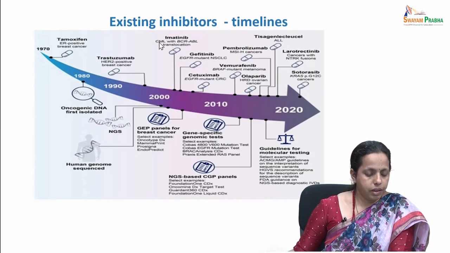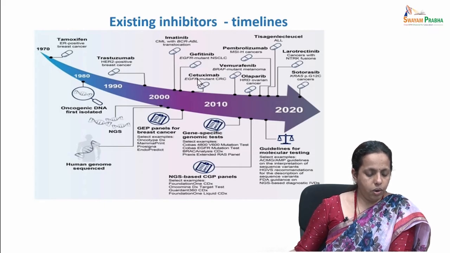Okay, imatinib for your CML and BCR-ABL translocations. For this leukemia, they have given it, and very important, you even have your gefitinib here, which was discovered for your EGFR mutant non-squamous cell lung carcinoma. Then you have cetuximab for EGFR mutant CRC, colorectal cancer.